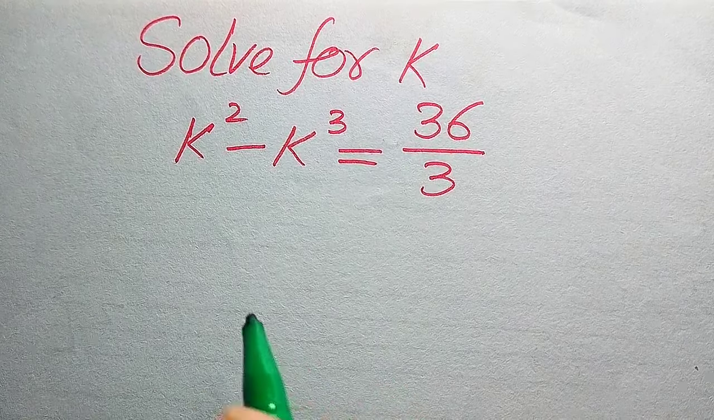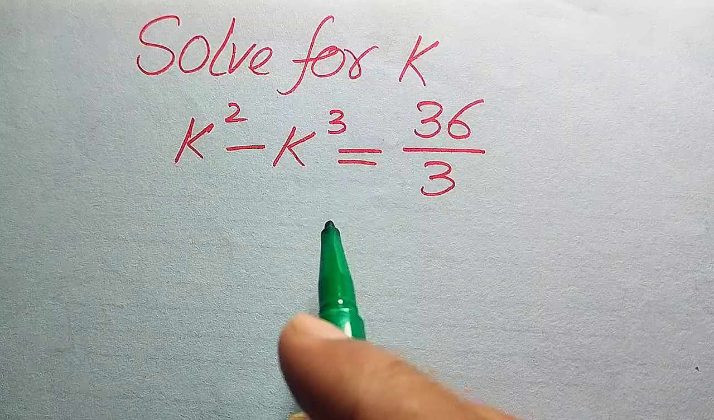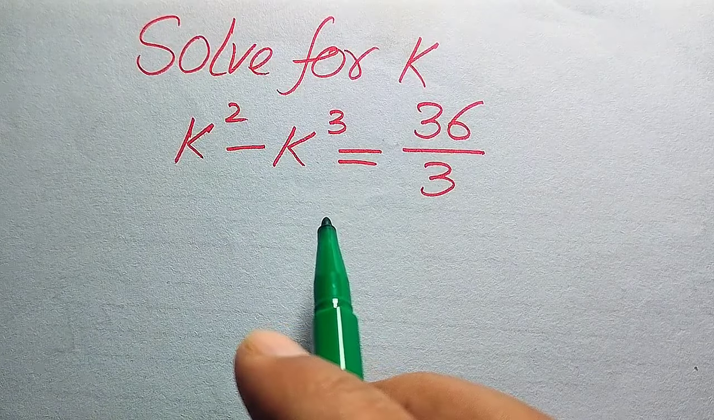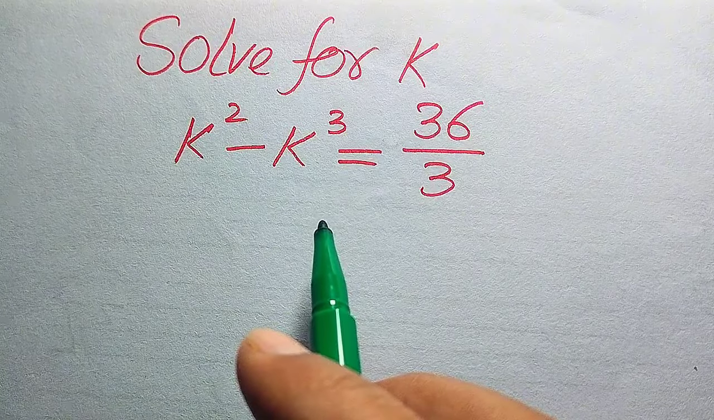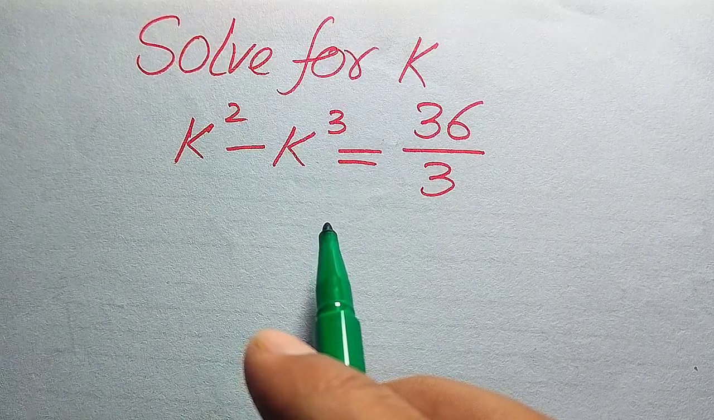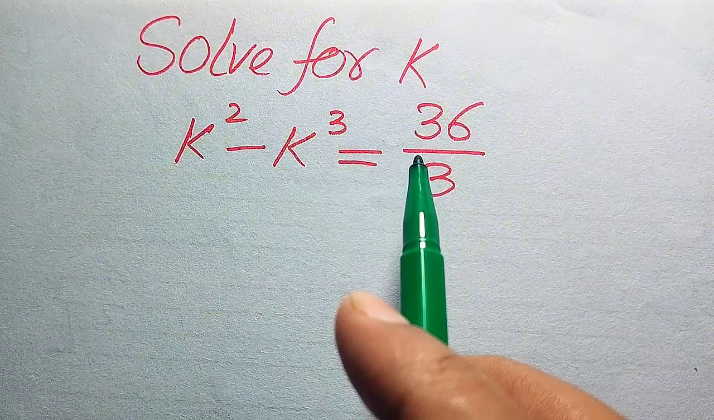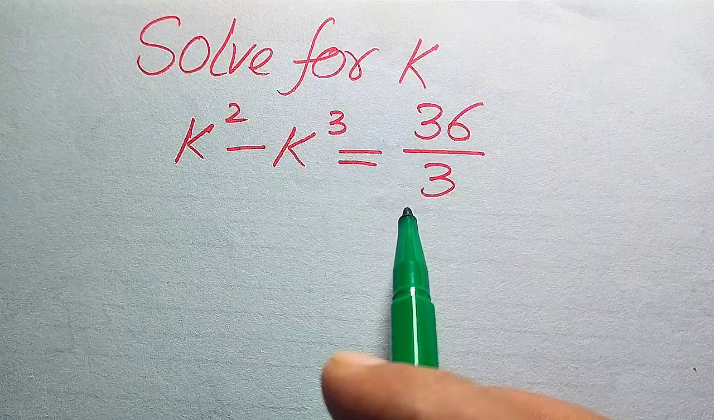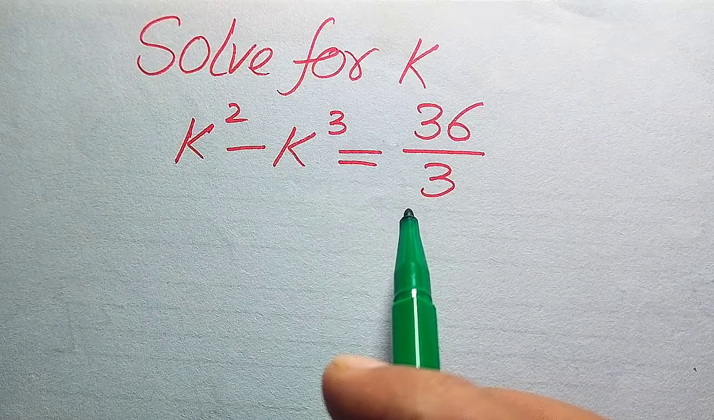Hello everyone, today we are solving a Harvard University entrance exam math question that many students searched for online. If you are preparing for the Harvard admission math entrance test or competitive exam problem solving, this one will help you sharpen your skills. So here we solve the equation k square minus k cube is equal to 36 divided by 3. This type of equation often appears in Harvard math practice tests, algebra entrance exam questions, and university level problem solving drills.